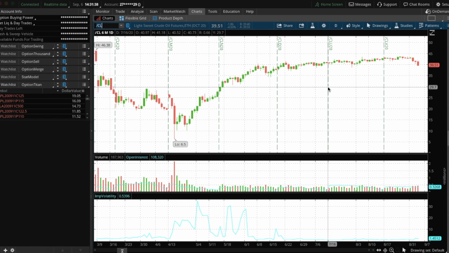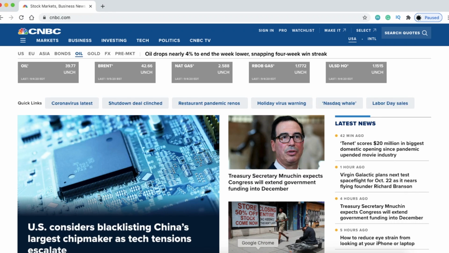But pretty much when you buy a contract, you're making an agreement with the person who sold it to you that you are going to buy 1 barrel of oil for $39.51 by October 2020. If it's below that point, you got kind of screwed. If it's above that point, you're making some good money. So that's how it works.